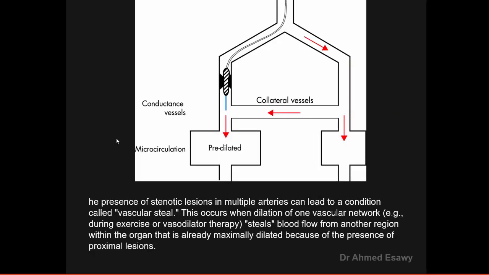So, arterial steal phenomena occurs between two vascular beds connected to each other through collaterals or anastomosis, as in a dialysis fistula. Presence of stenotic lesions in multiple arteries can lead to a condition called vascular steal. This occurs when dilatation of one vascular network during exercise or vasodilator therapy steals blood from other regions within the organ that are already maximally dilated because of the presence of a proximal lesion.